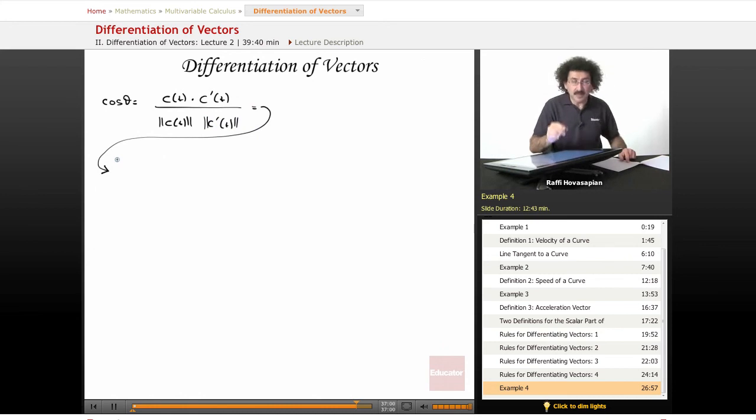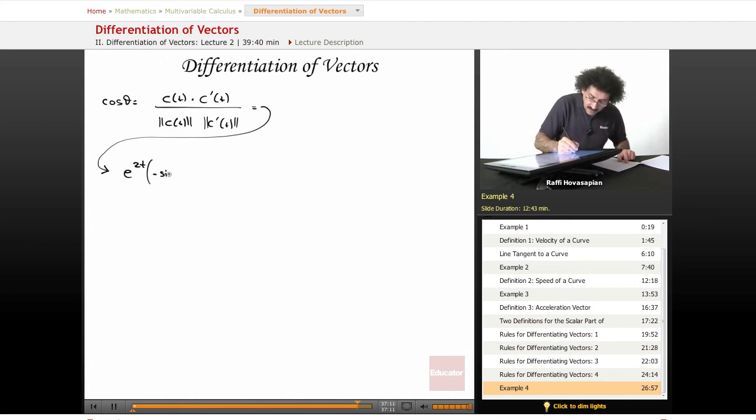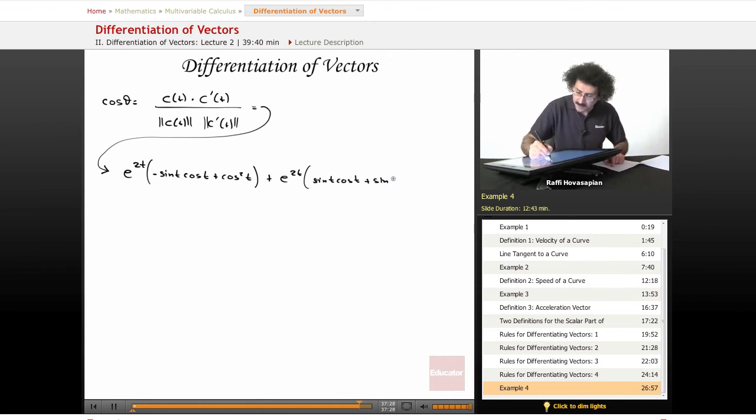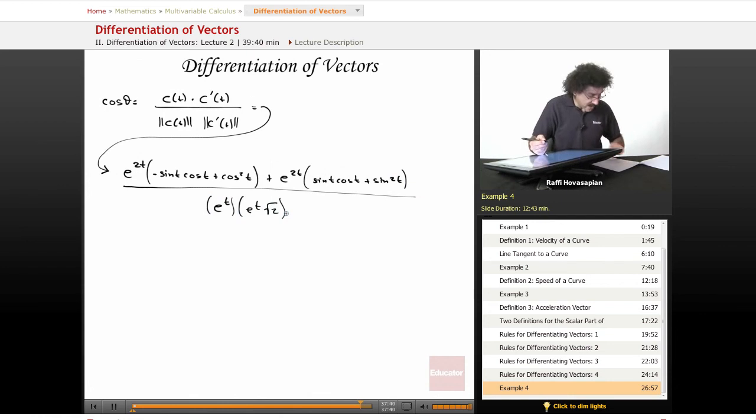Okay, when I take c of t and dot it with c prime of t, here is what I end up getting. I get e to the 2t times minus sine t cosine t plus cosine squared t plus e to the 2t sine t cosine t, excuse me, plus sine squared t, all over e to the t times e to the t radical 2.